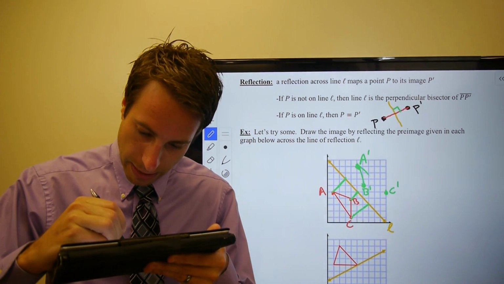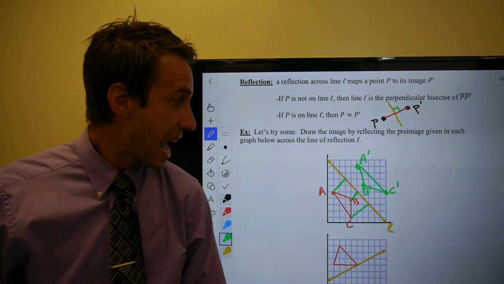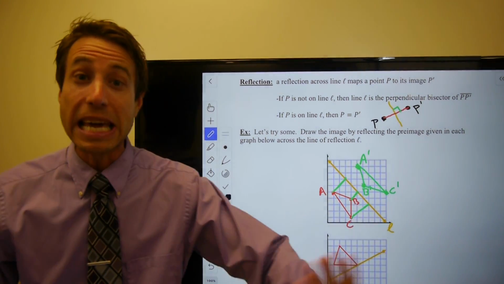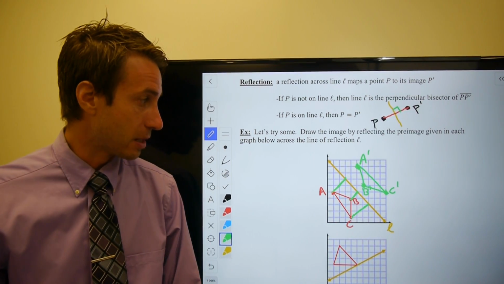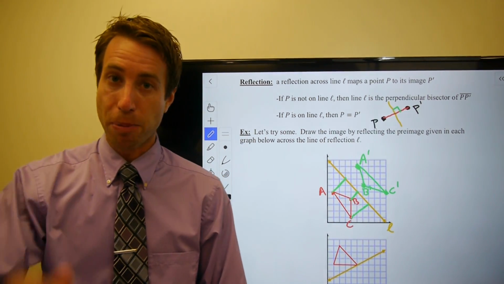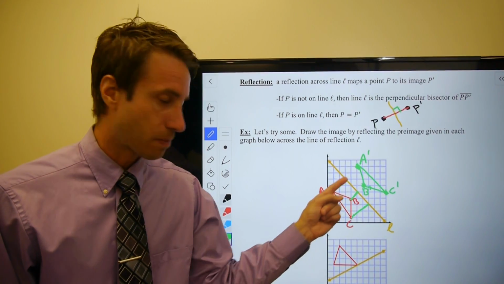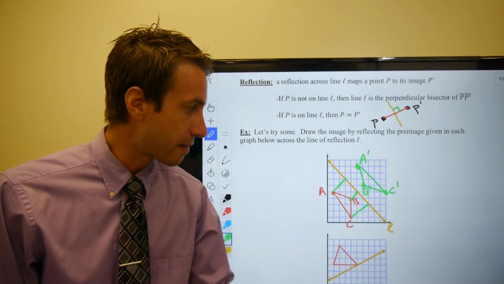Go ahead, connect those points. And what I've got here is the image, the reflection of my pre-image. All right? Again, perpendicular lines. Just go draw a perpendicular line to your line of reflection.